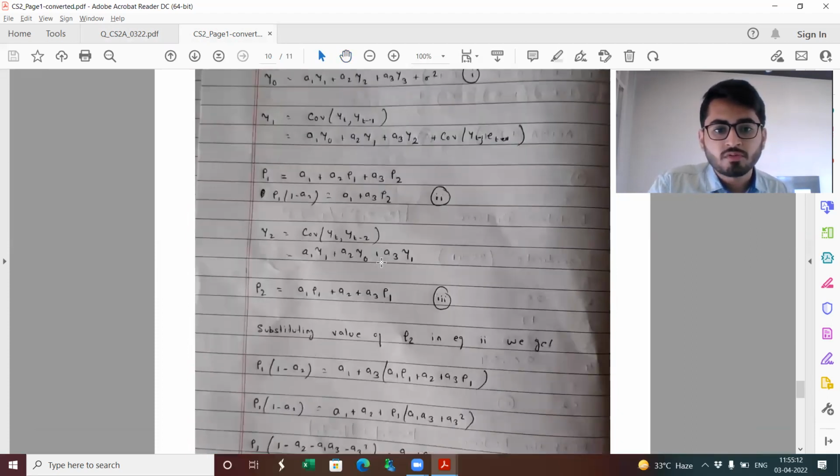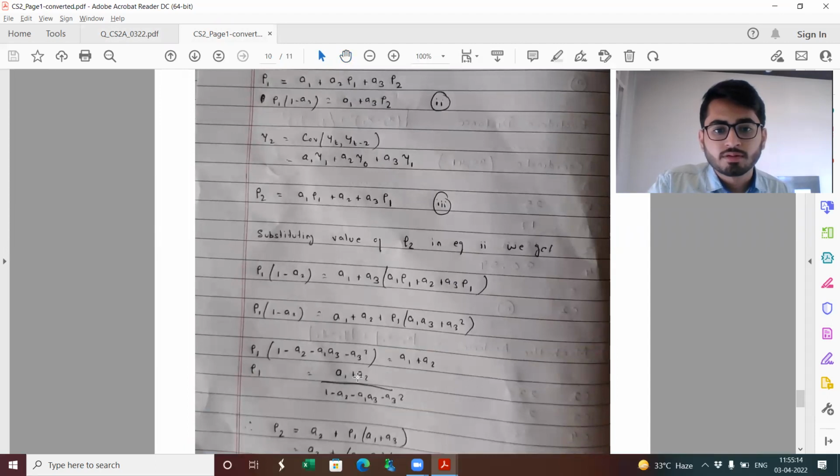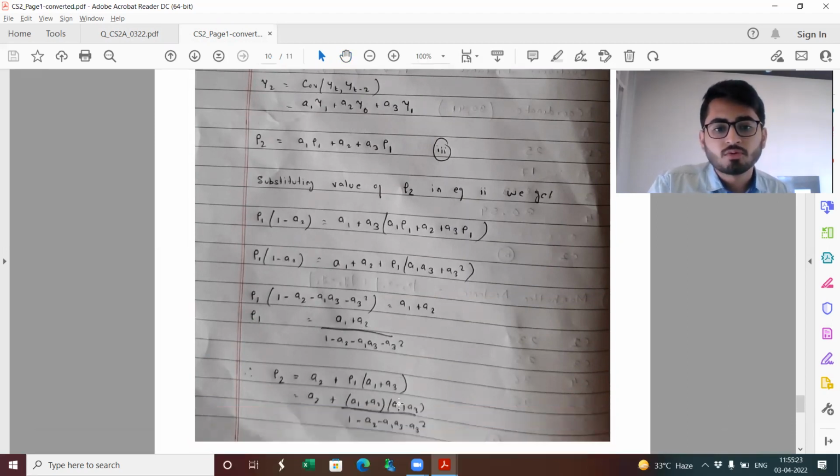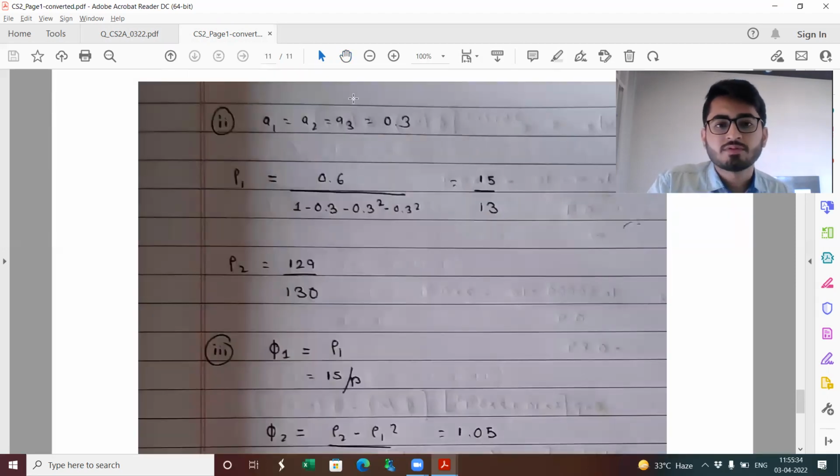On solving, what we get here is rho 1 is alpha 1 plus alpha 2 alpha 3, whole divided by 1 minus alpha 2 minus alpha 1 alpha 3 minus alpha 3 squared. And rho 2 is alpha 2 plus (alpha 1 plus alpha 3) times alpha 1, whole divided by 1 minus alpha 2 minus alpha 1 alpha 3 minus alpha 3 squared. Next, we substitute the values of 0.3 over here. We get rho 1 as 15 by 13, rho 2 as 129 by 130. Clearly, rho 2 is less than rho 1.